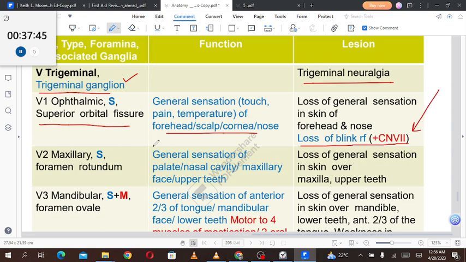The afferent limb of the corneal blink reflex comes from CN V1, while the efferent, or motor, limb comes from CN7. That causes contraction of the orbicularis oculi, leading to the blink reflex. Then V2, the maxillary nerve, is also purely sensory, and it passes through the foramen rotundum. The function is general sensation of the palate, nasal cavity, maxilla, face and upper teeth, and the lesion will result in loss of general sensation in the skin over the maxilla and the upper teeth.